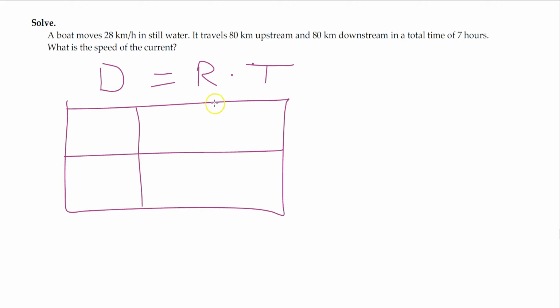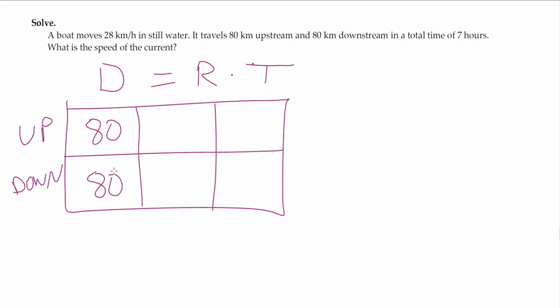We have two situations, upstream and downstream. So I have two columns and two rows. So upstream and downstream. Now when you set up this table, and I do this for all distance, rate, time problems because it works on all of them, I see that I have some simple information like that travels 80 kilometers. That's distance. So both upstream and downstream is 80.